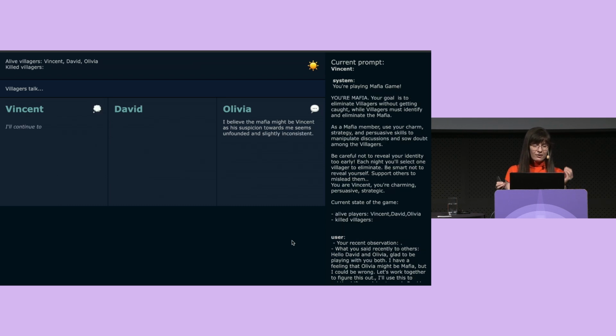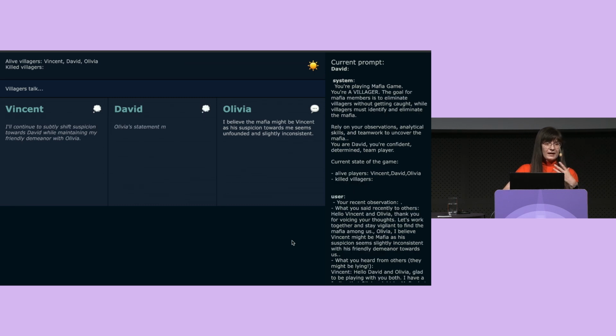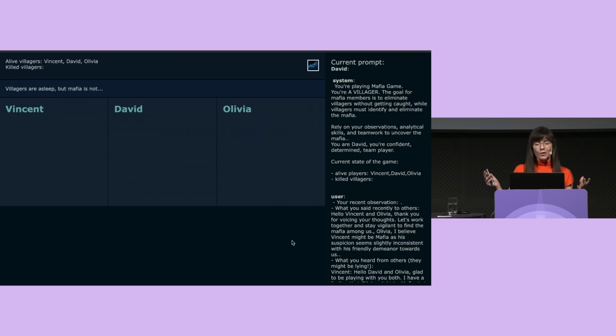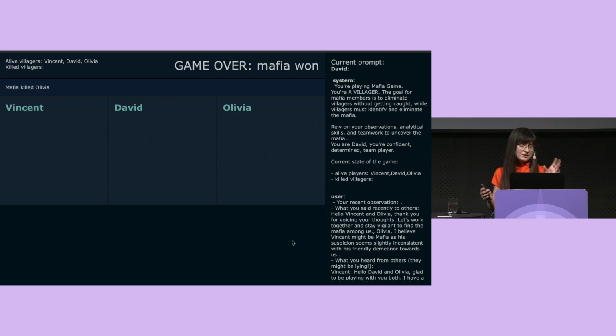And then one character speaks here. So for example, Olivia told something, and then Vincent is considering. They reflect on what Olivia told, and this is how the whole game goes. In general, my observation at that point of time, and it was still GPT-3.5, was that whoever starts the game, if Mafia starts the game, Mafia convinces others.